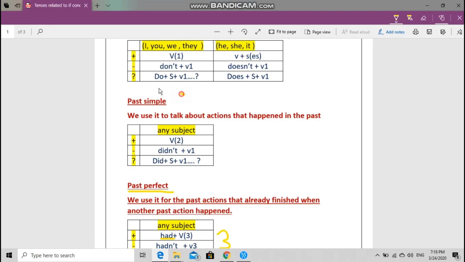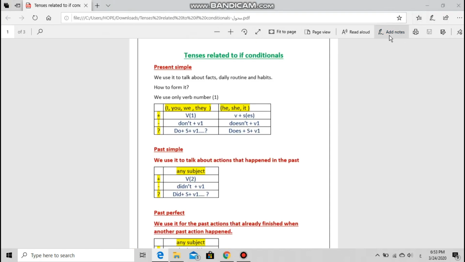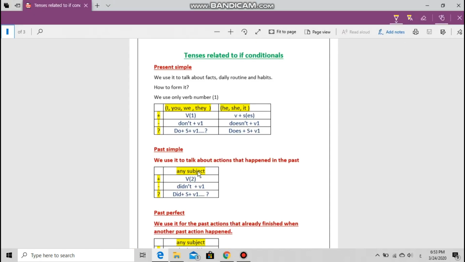The second one is past simple. We use the past simple to talk about an action that happened in the past with any subject, never mind whether it was singular or plural. You change the verb to past simple. If I want to negate the sentence, I will use didn't, and don't forget, with didn't take verb number two from the verb and leave it in verb number one. I can say didn't eat. I can't say didn't ate.